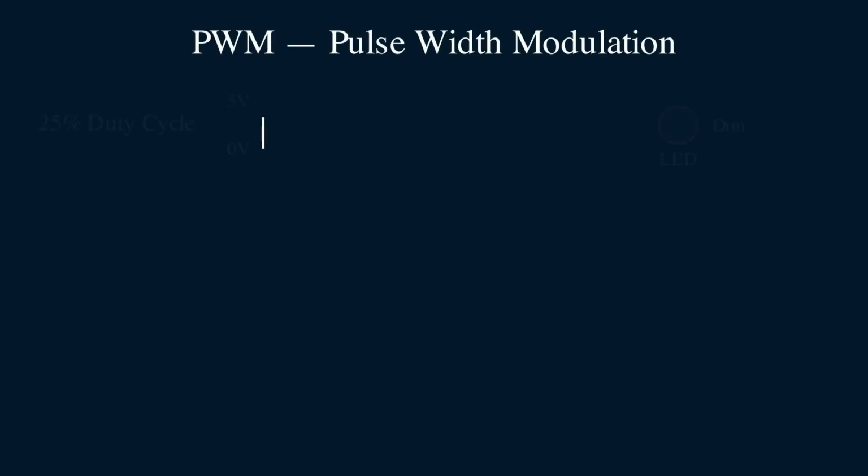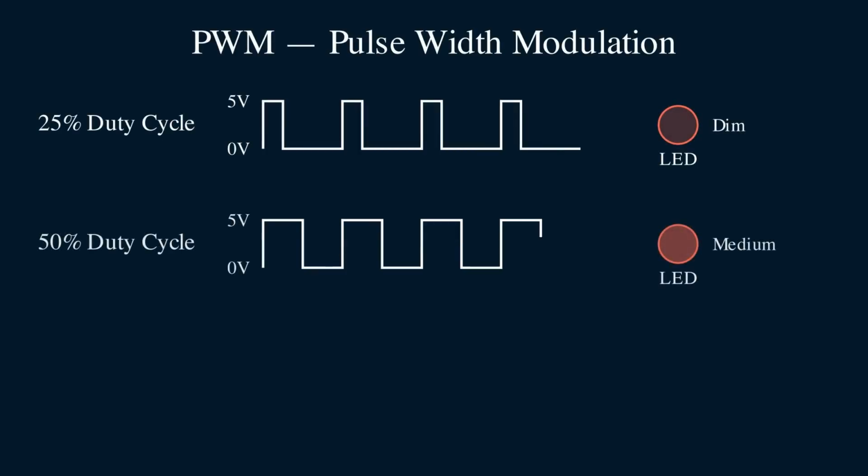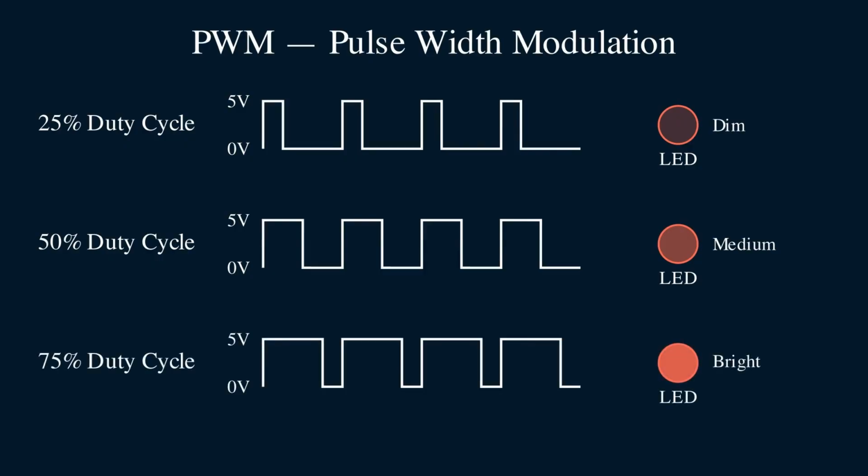But with an Arduino, we control the LED using PWM, pulse width modulation. The LED actually switches on and off hundreds of times per second. It happens so fast that your eyes cannot see the individual flashes. If the LED is on for only 20% of each PWM cycle, it looks dim. At 50%, it looks brighter. At 75%, it is brighter still.